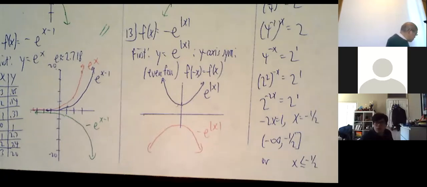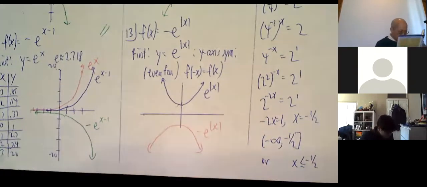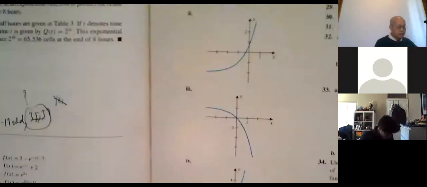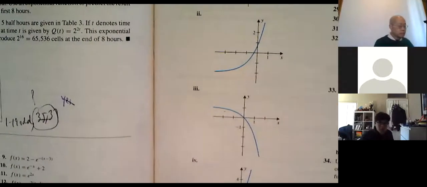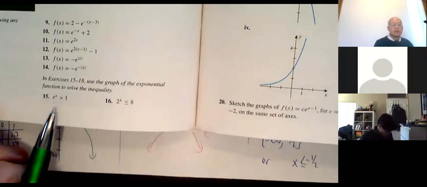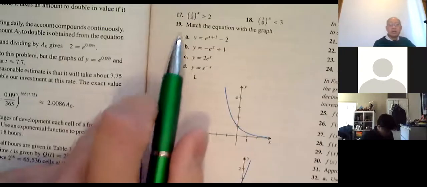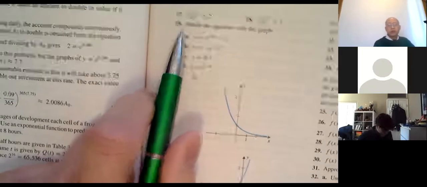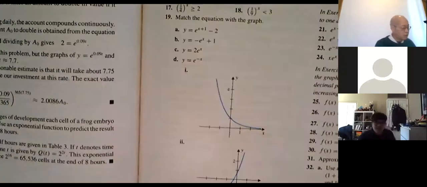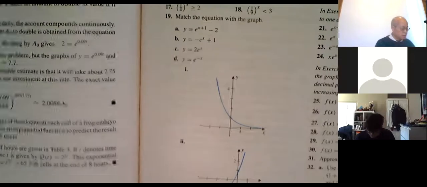All right, then we have some inequalities, 15 and 17. So we'll just do a rough sketch and then go off of that.